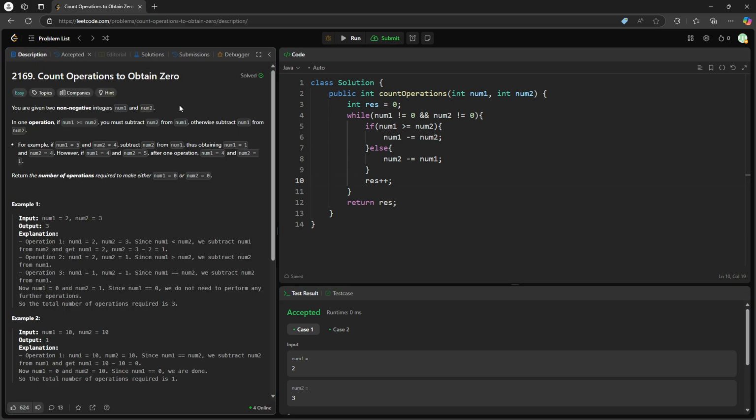Alright, so that's it. So for the time and space, the time is actually based on the log between nums1 and nums2. Whichever one is smallest, then you will break out of the loop. So it's going to be O of log of min of nums1 and nums2. This is time. Space is constant.